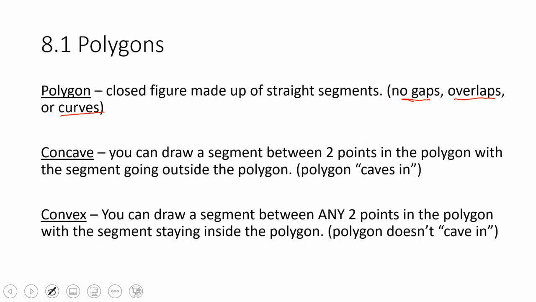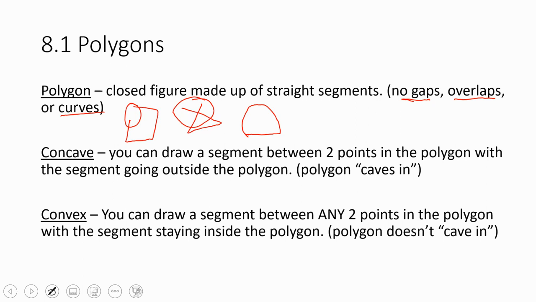So for example, that's not a polygon because there's a gap there. That's not a polygon because there's an overlap. That's not a polygon because there's a curve and kind of a gap. It has to be only straight lines, and they have to all connect, and there can't be any overlapping.